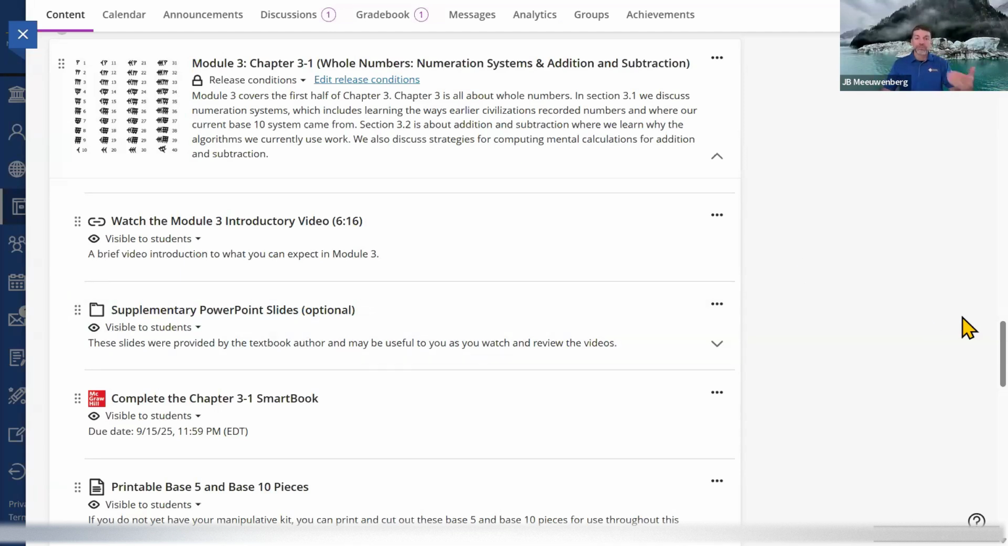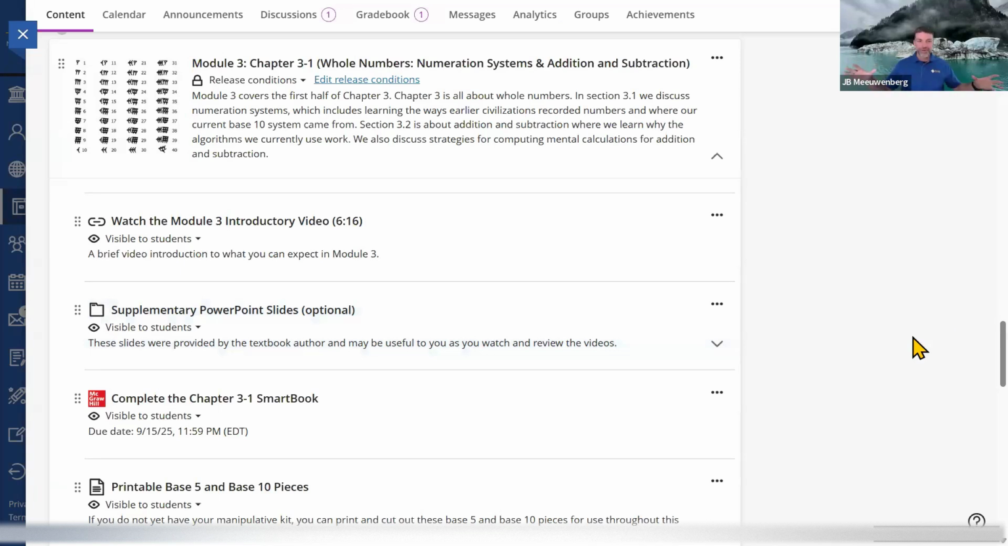What do we have in Module 3? An introductory video, of course. There are supplementary PowerPoint slides. Of course, these are optional. But again, starting in this module, I think you'll find them more useful now. I really started to structure more of the lectures around the slides, so they might line up a little bit better.